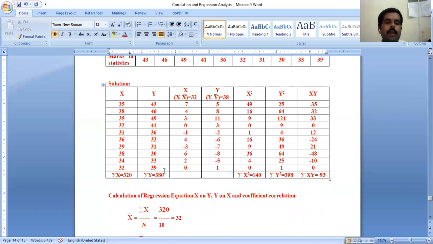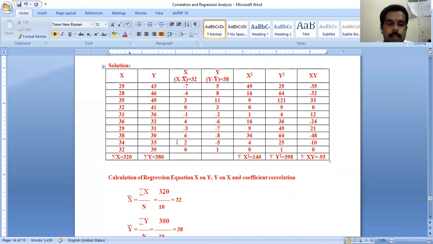We discussed and followed this procedure in the correlation chapter also. The same procedure we are applying here. The immediate next step is to find out whether we are going to apply the actual mean method formula or the assumed mean method formula. That is the most important here. So here, calculation of the regression equations x on y, y on x, and the coefficient of correlation.